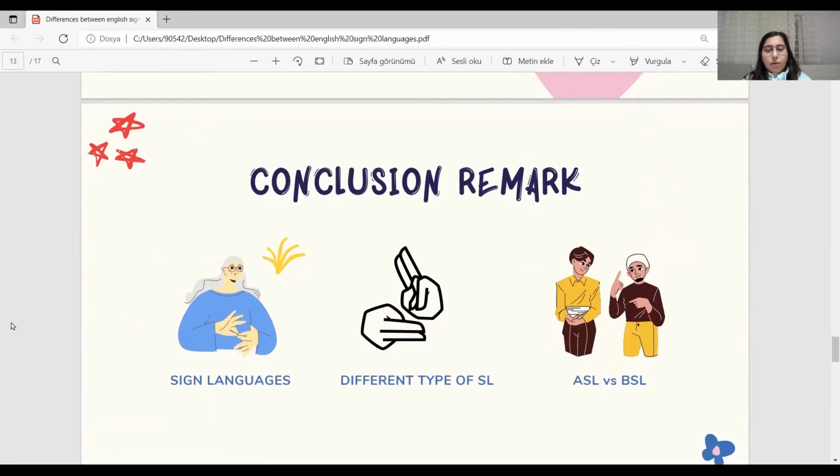I just want to make a conclusion to all of my presentation. Today I talked about differences between sign languages. All in all, sign language can vary from region to region. For this reason, great differences can be observed in the sign languages of nations speaking the same language. For instance, ASL and BSL.